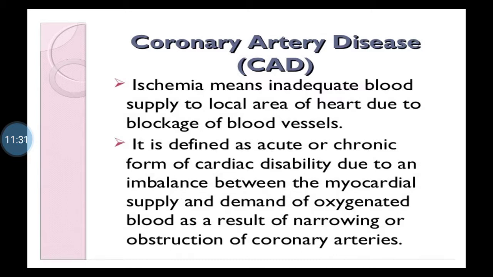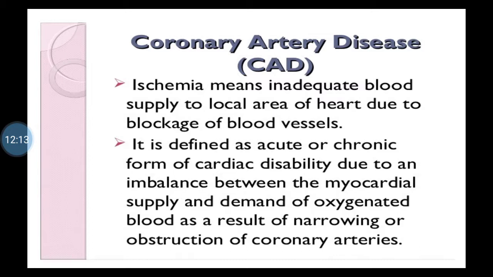Now, ischemia means inadequate blood supply to a local area of the heart. So, ischemic heart disease is one of the types of coronary heart disease. Ischemia means simply we can say there is a damage of the heart, isn't it? And that is only because the blood supply to the heart is not proper. There may be blockage, isn't it? Then this coronary heart disease we can define as acute or chronic form of cardiac disability, isn't it? So inability of the heart to work normally, isn't it?